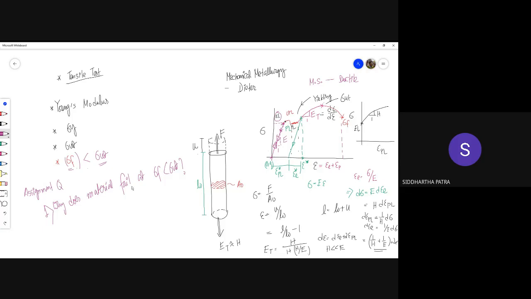So why does the material fail at a stress lower than the ultimate stress? So that's going to be one of the important questions we should be asking. And to answer that, let me tell you what happens during the tensile test.